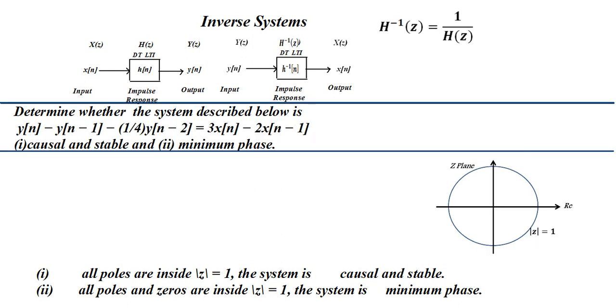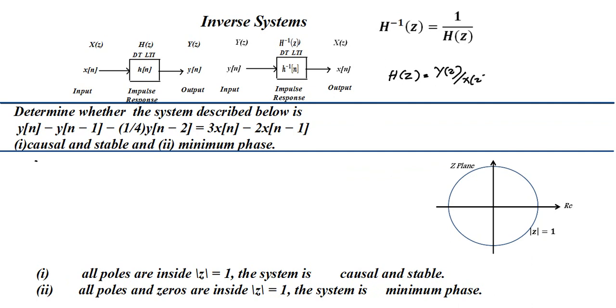Now we'll check the next question. Here again we need to verify whether the system is causal, stable and minimum phase. Here it is given in a different equation form, so first we need to find H(z). We can calculate H(z) as Y(z) by X(z).